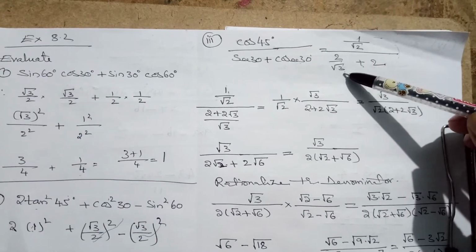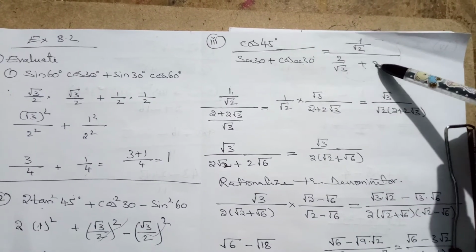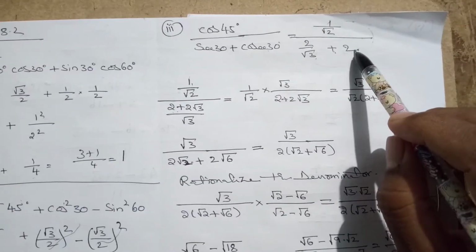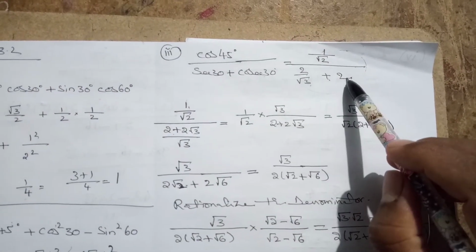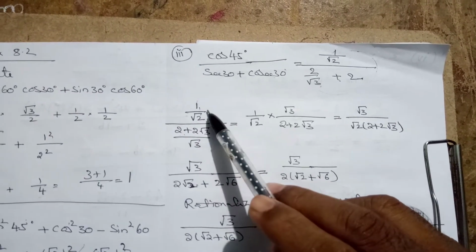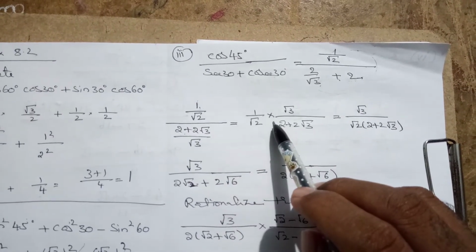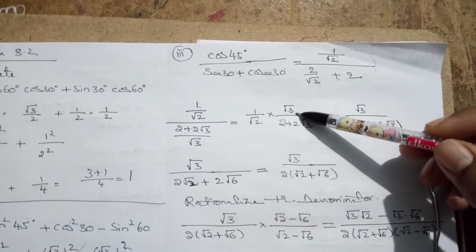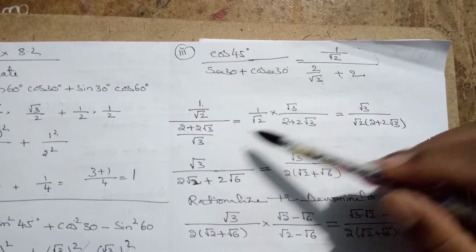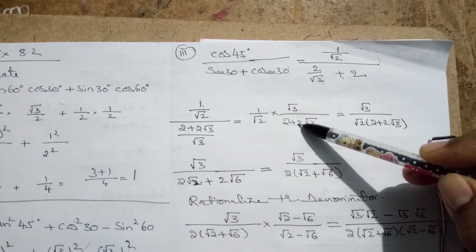Okay, so the denominator contains root 3. First of all we add these two. With the LCM, since this 2 does not have a denominator, you multiply and divide. Therefore 2 plus 2 root 3 by root 3. The numerator is 1 by root 2. Now, when it comes to the numerator part, it will be the reciprocal of the denominator, that is 1 by root 2 times root 3 by 2 plus 2 root 3.